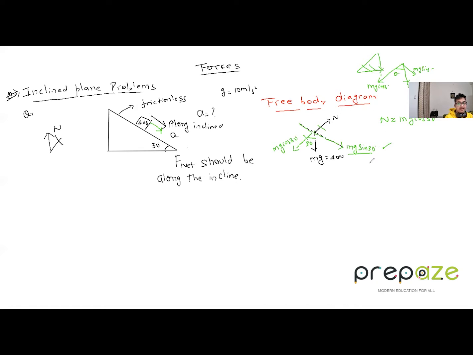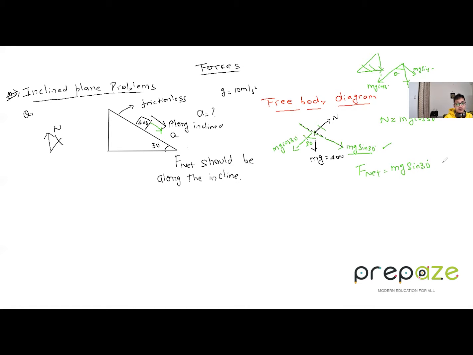All right, and what is the net force? The F net along the incline is only mg sin 30. If you want to remember it, wherever theta of an inclined plane is given to you, the mg component along the incline is always mg sin theta, and perpendicular to it it is always mg cos theta, if the angle of the inclined plane is theta. So F net is this.